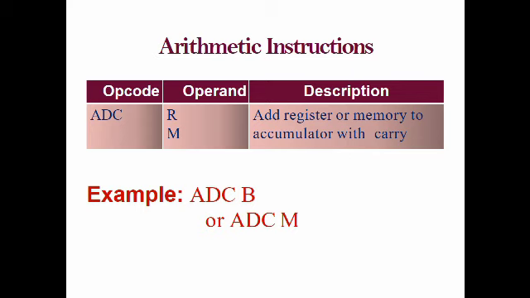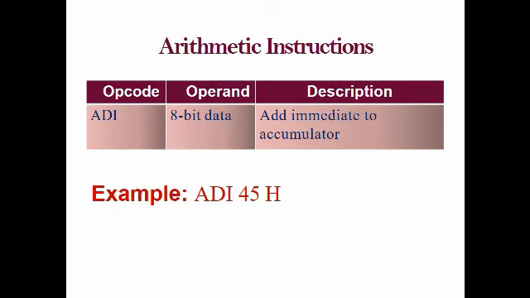So it will add the contents. For example, ADC B will add the contents of the register B along with carry to the accumulator. ADC M will add the contents of the particular memory location along with carry to the accumulator.